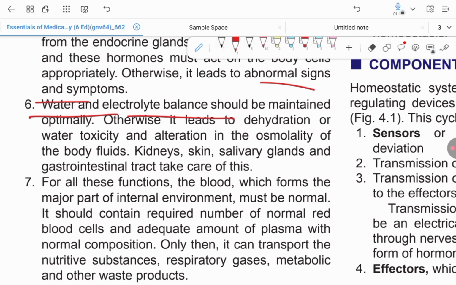Otherwise, it leads to dehydration. When there is a loss of water, there is dehydration, or water toxicity in case of an excessive intake of water. Okay, and alteration in the osmolarity of the body fluid. So kidney, skin, salivary gland, and GIT take care of the water consumption.